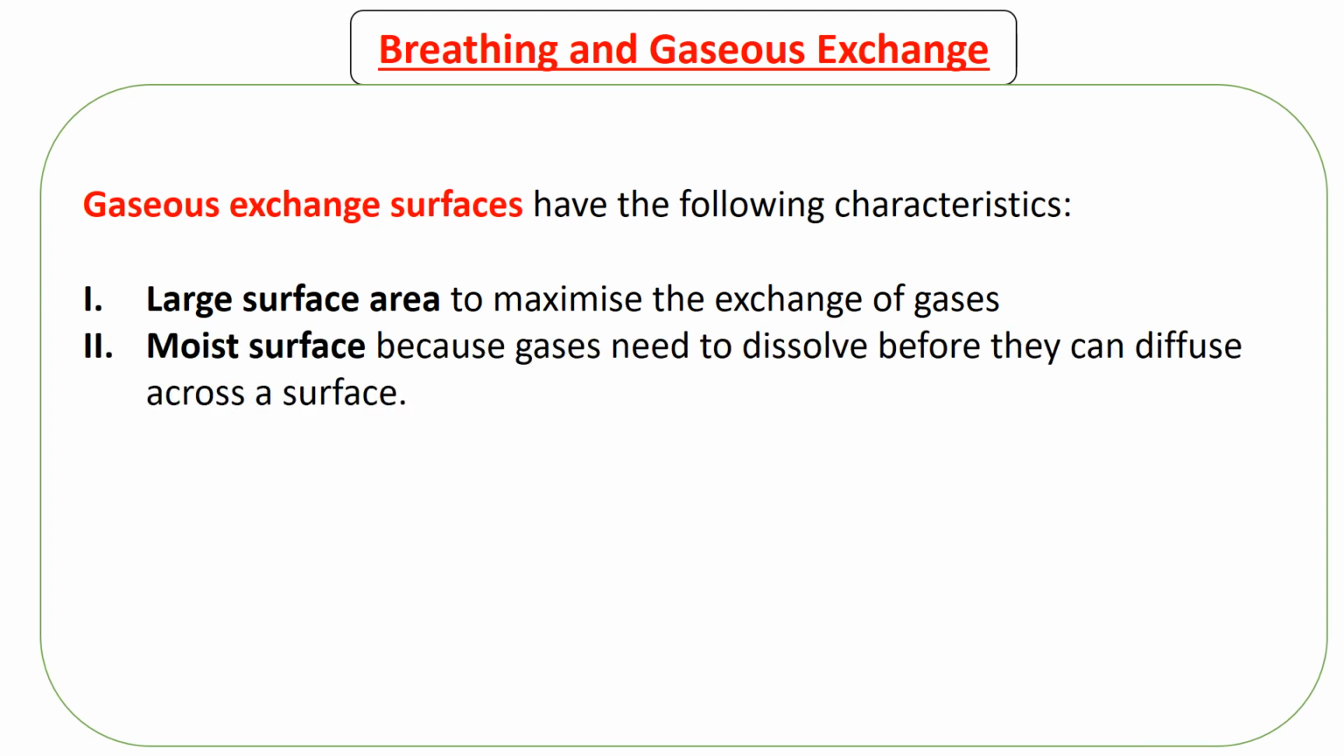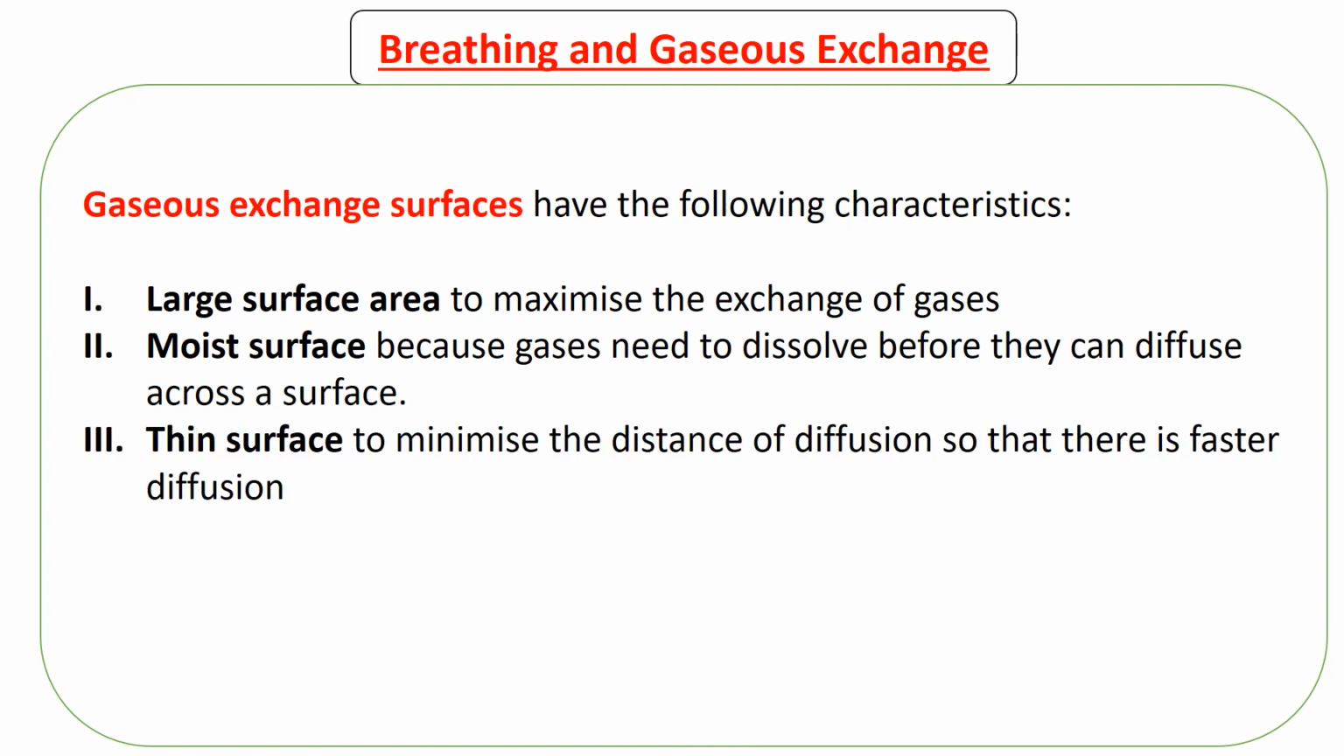Two, their surfaces are moist, meaning that they are not dry, they are watery in nature. Why? So that gases are dissolved before they diffuse across the surface. For gases to participate in this diffusion, they have to dissolve in water. That's why these surfaces are not dry. They also have thin surfaces to minimize the distance of diffusion so that there is faster diffusion.